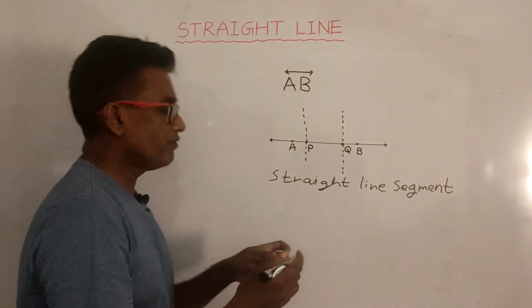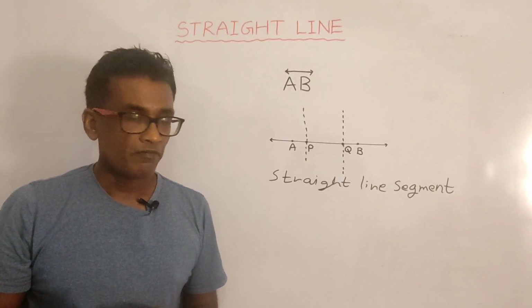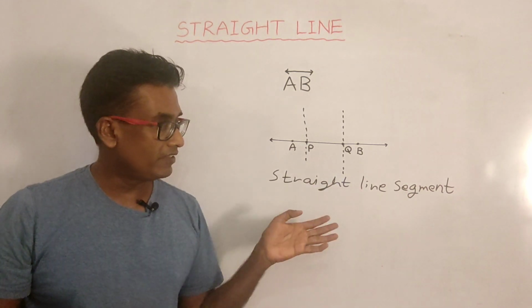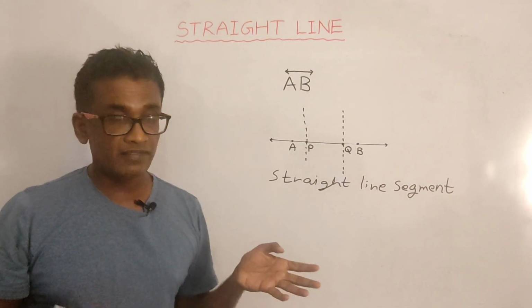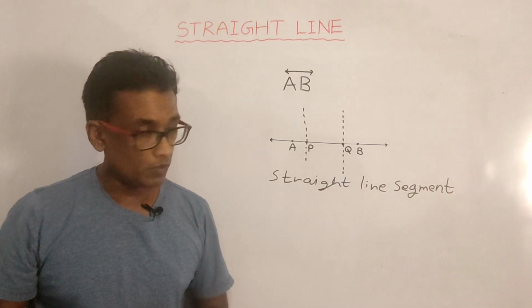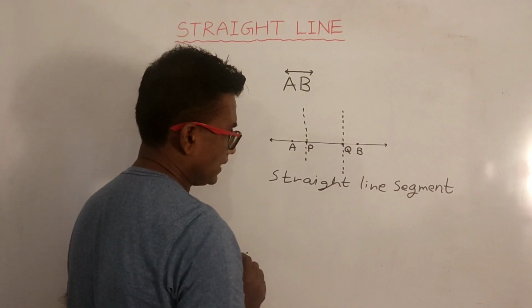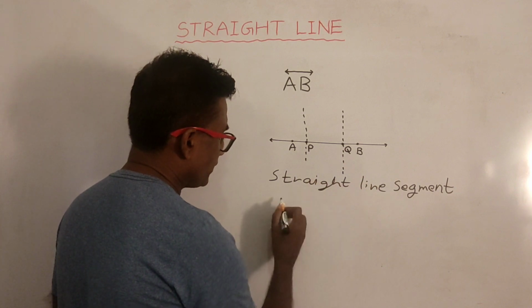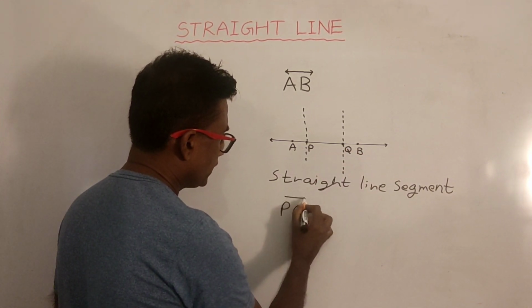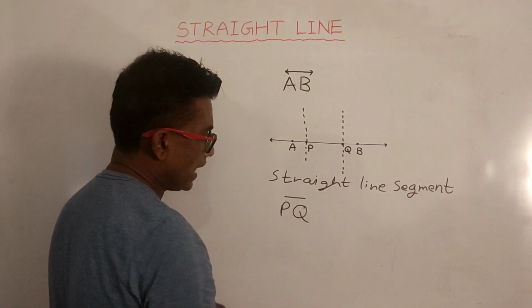Usually when we do geometry, when we say AB is a line, what we really mean is that AB is a straight line. So when we say AB is a line segment, it means that AB is of finite length and it is a straight line segment. A straight line segment is of finite length. So when we want to represent that, let's say the straight line segment is PQ, we write it like this, PQ. We do not have a bidirectional arrow over P and Q.